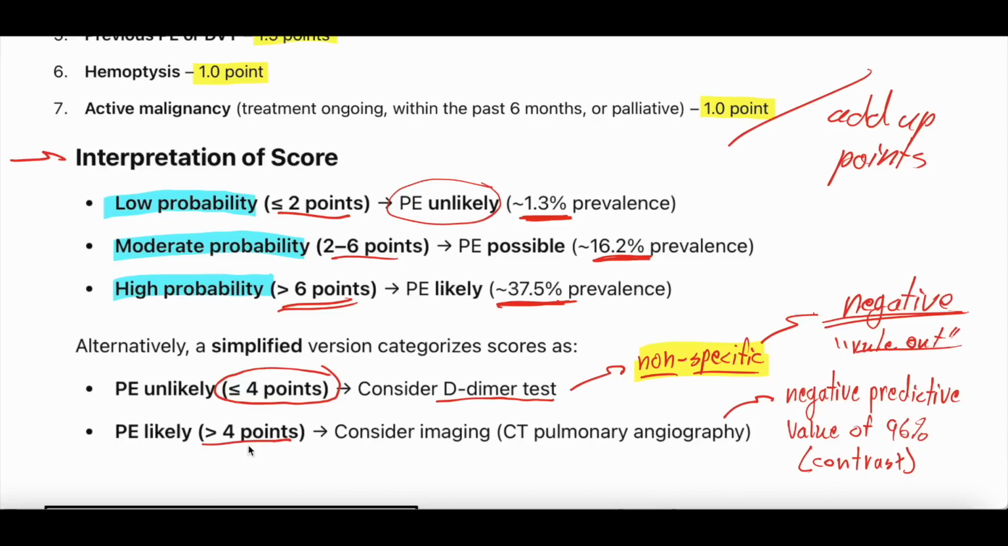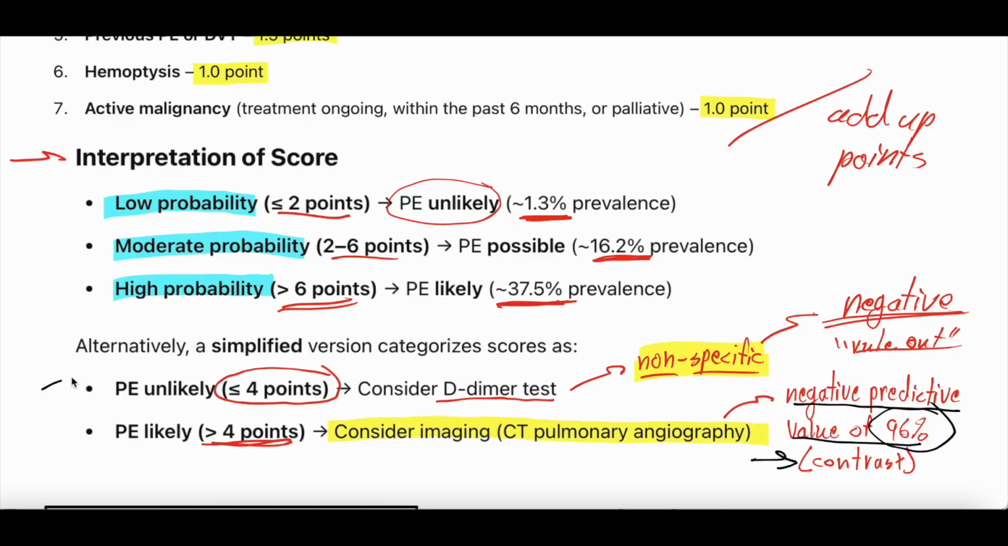But if your PE Wells score is greater than 4, the recommendation would be to consider CT, CAT scan, pulmonary artery. This is a CTA of the chest. Okay, that's where you lay in the CAT scan tube and it shoots dye contrast into your blood vessels and it looks for clotting in those lung blood vessels. This has a negative predictive value of 96%, not 100, but close to that, so it's a really good test. But it does have contrast, and some people are allergic to contrast. Some people believe contrast can damage the kidneys. That's a topic for a different lecture. But it does have contrast, so you've got to be cognizant of that.